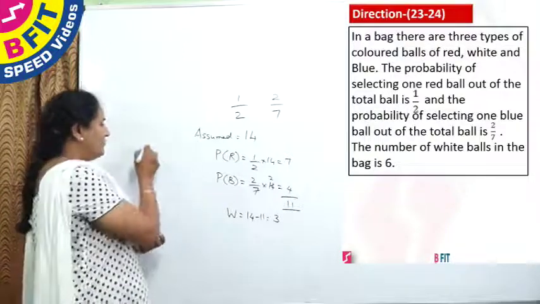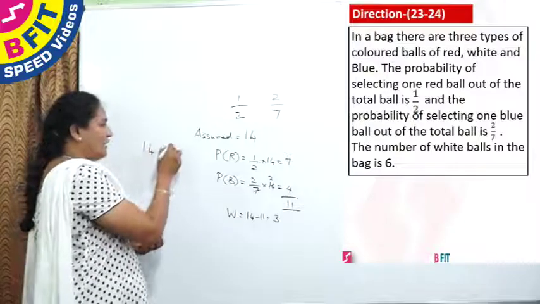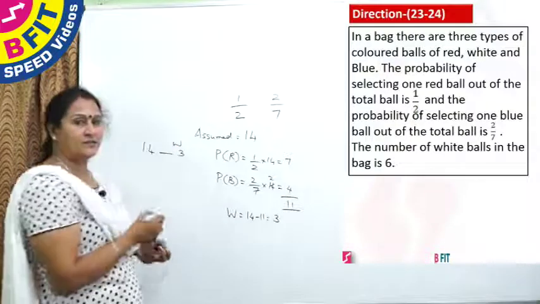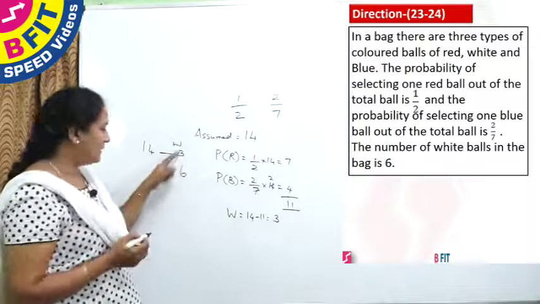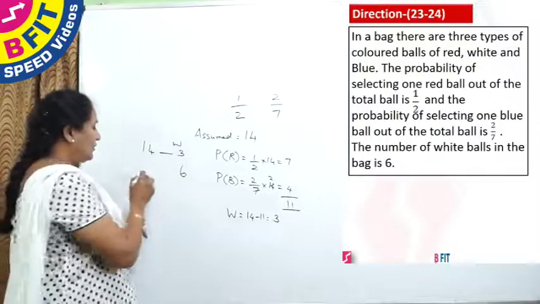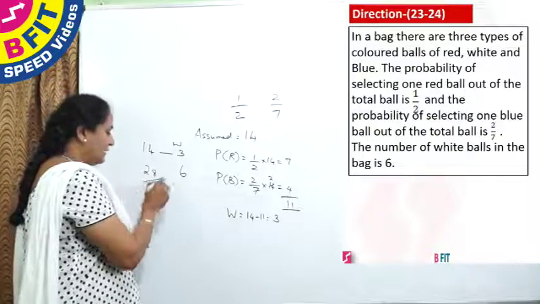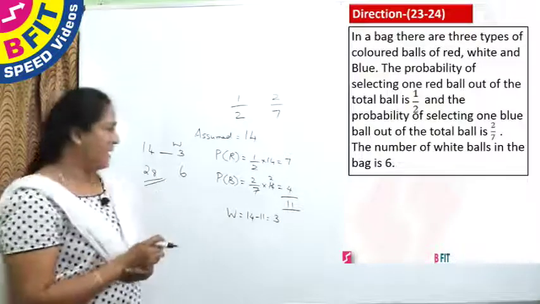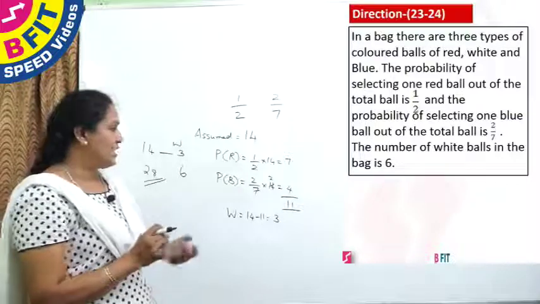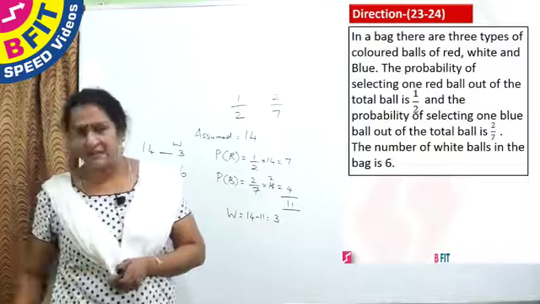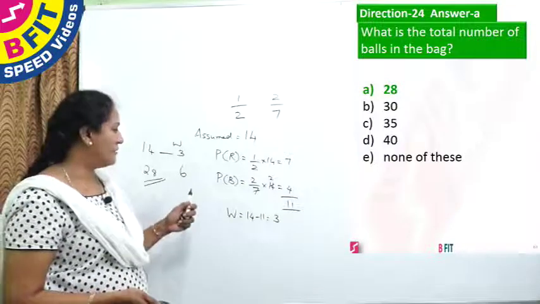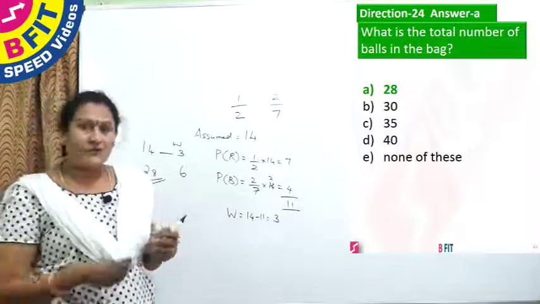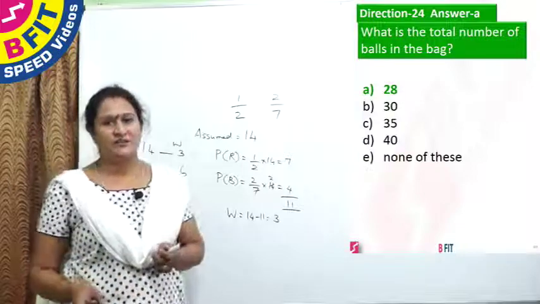So assuming 14 as the total, I have got 3 white balls, but actually there are 6 white balls in the bag. So double of 3 is 6, and double of 14 is 28. So the number of balls in the bag should be 28. The answer for the second question is option A, 28. The number of balls in the bag is 28. Now with this data we can answer the first question.